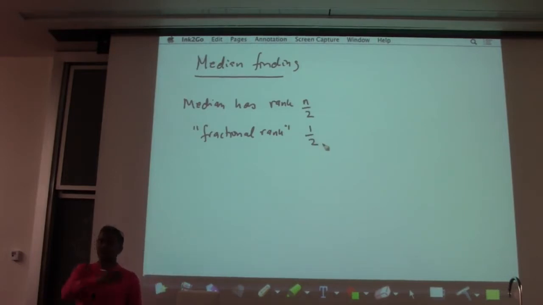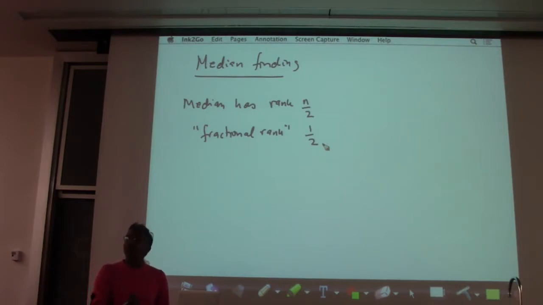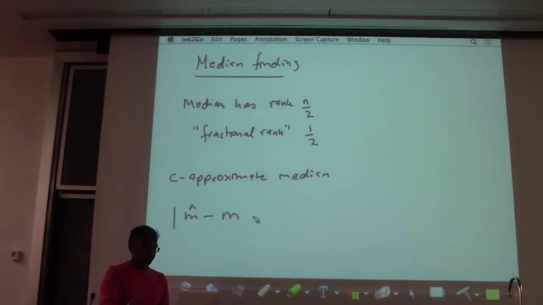So the fractional ranks go between 0 and 1. The min has fractional rank 0. The max has fractional rank 1 minus 1 over n. Okay. So when I talk about an approximation to the median, I'll say a C-approximate median, which we'll call M hat, is such that it's close to the actual median.